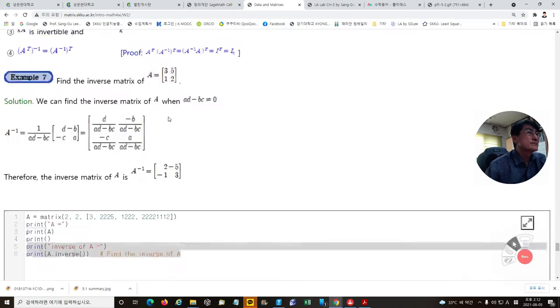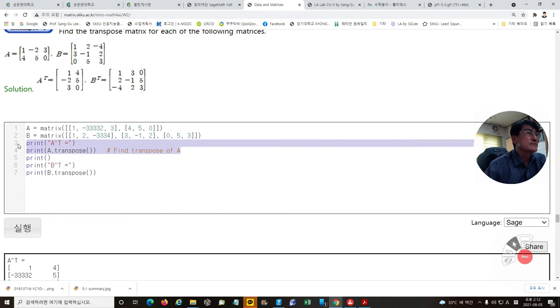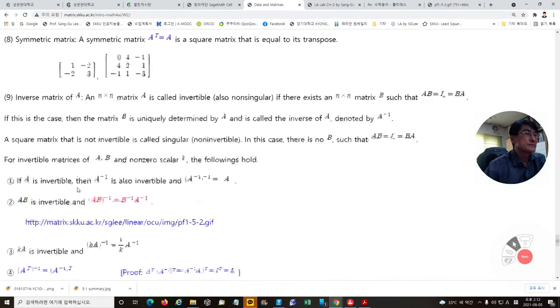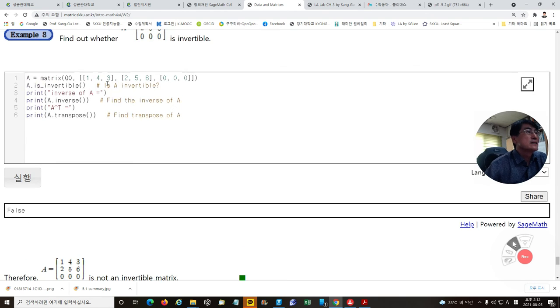And what else? Transpose. And you can find the transpose. Then, for the 5x5, all you have to do is extend it like this, and it should have 5 of them. 1, 2, 3, 4, 5, and you change this something like that.